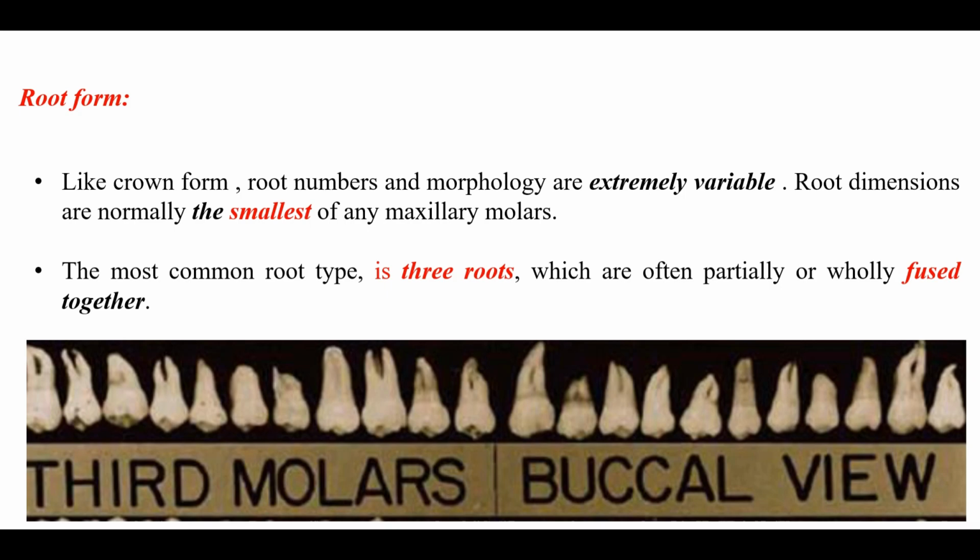Similar to the crown, even the root numbers and morphology are extremely variable, and the roots of maxillary third molars are the smallest compared to the other maxillary molars. And the roots are usually 3 in number, but they can be either partially or fully fused together. If you see this image, this is a root which is completely fused. This is a root which is completely fused, but if you see here and here, it is partially fused together.